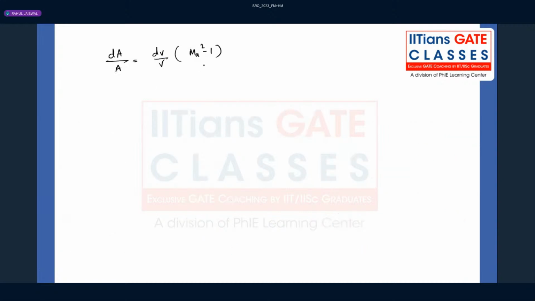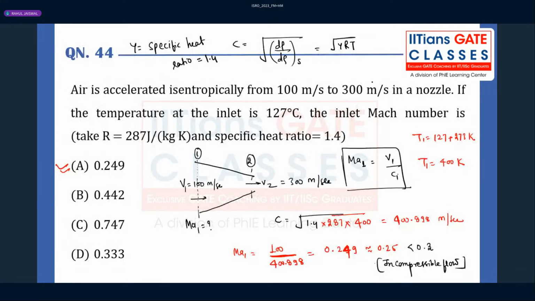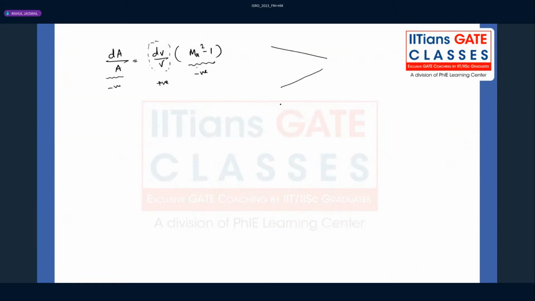Mach number at the inlet is less than 1. That means this particular quantity is negative. Area is increasing or decreasing? Area is decreasing, as we have shown here. So what about the velocity? dV by V should be positive, and that is what is happening, my dear friend. The velocity at the outlet section is 300 meter per second. It has increased from 100 to 300, right? That is what we call a subsonic nozzle.